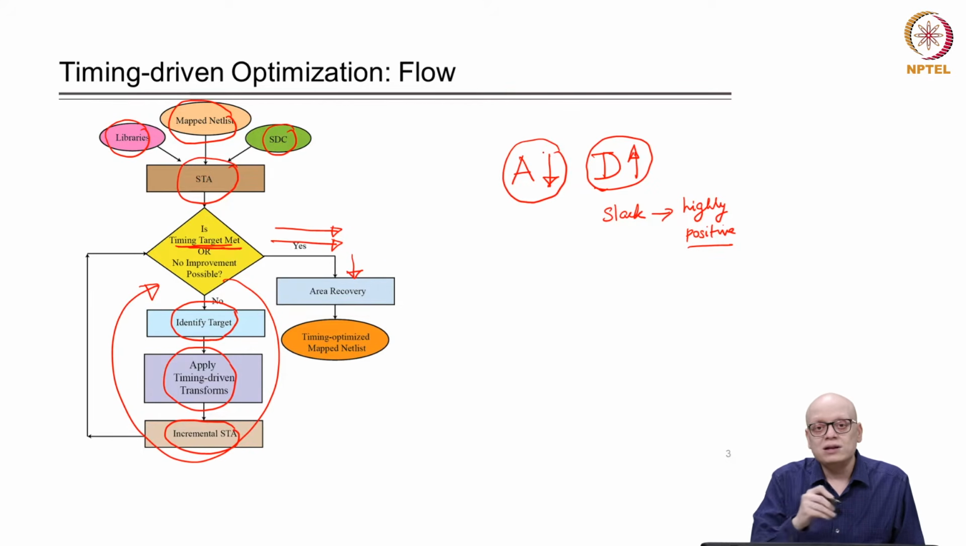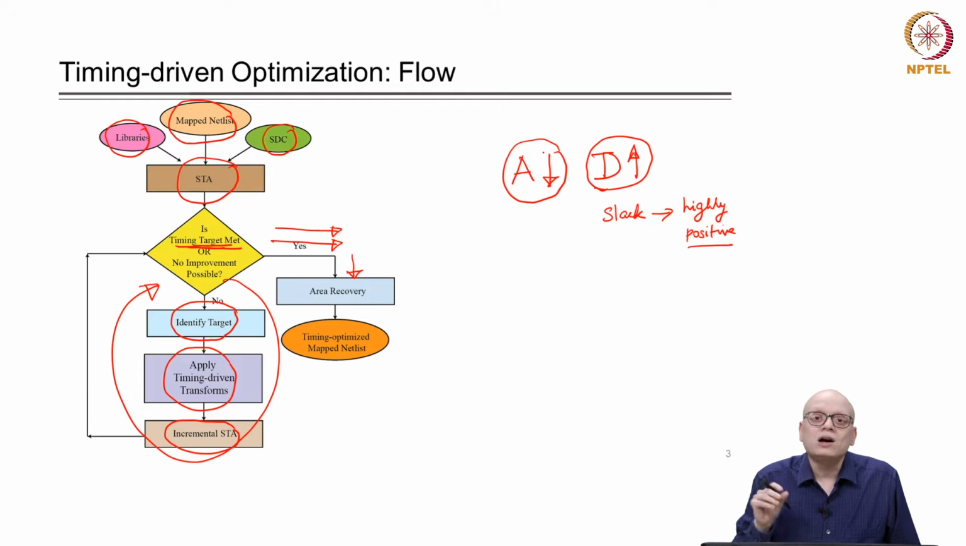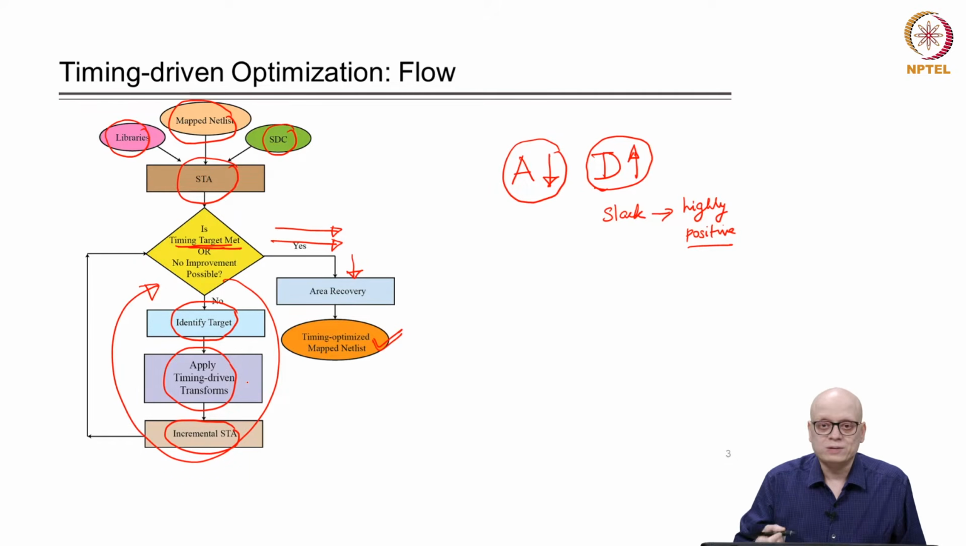After we have done the loop of timing driven optimization, a phase of area recovery is carried out, in which we try to improve the area in the region of the circuit where we can afford to increase the delay. Once the area recovery phase is also done, the implementation tool will produce the timing optimized mapped netlist. So, this is the basic flow of how timing driven optimization is done. Now, we will look into the various kinds of transformations that can be applied in timing driven optimization.